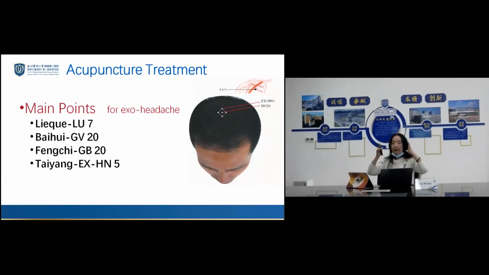It's located in the middle of the head. If you fold your ears forward and find the apex of the ear, and you draw a line between the 2 apexes, and you find the crossing point of this line and the back middle line, you can find this point. It's the 百会, we call it Governor 20.